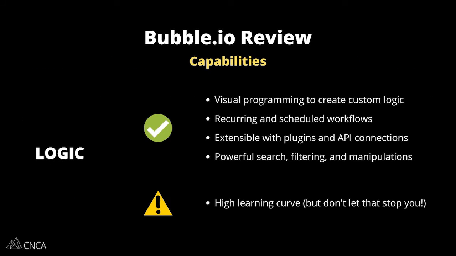Now, looking at the logic capability for Bubble applications, everything is managed through visual programming. This is how you are going to bring the application to life without having to write a single line of code. So visual programming really means choosing from a really big list of triggers and actions. Okay, if this, then that. If the user clicks a button, then modify the database. If the user loads the page, then send an email or show the user some visual element on the screen.